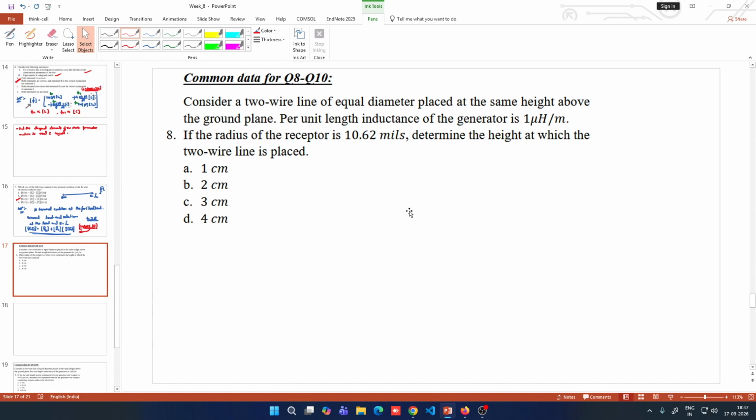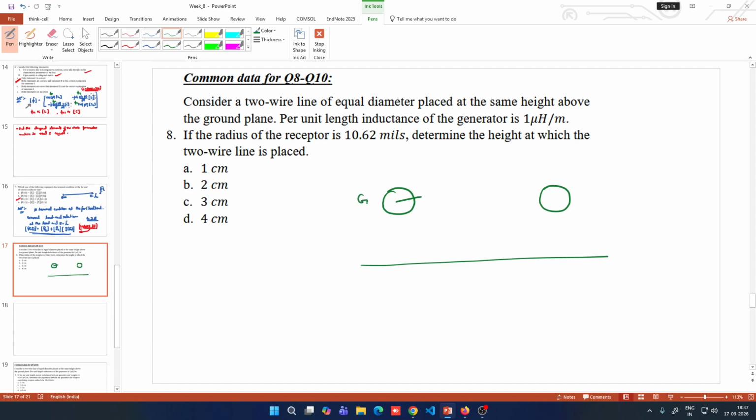For question numbers 8, 9 and 10, the data is common. Consider a two-wire line of equal diameter placed at the same height above the ground plane. Per unit length, the inductance of the generator is 1 microhenry per meter. So in this problem, it's kind of similar to 2, 3 and 4, where two transmission lines are given above the ground plane, but here both are at the same level and they have the same radius.